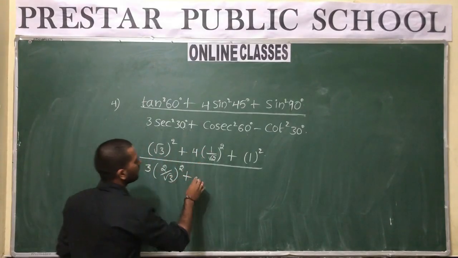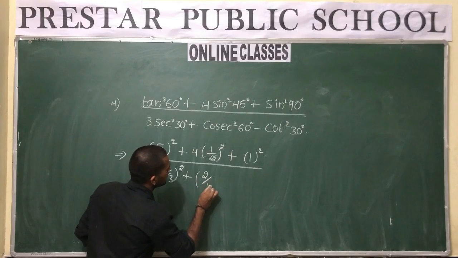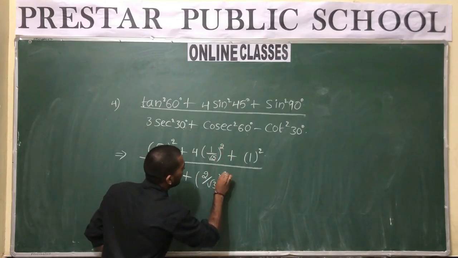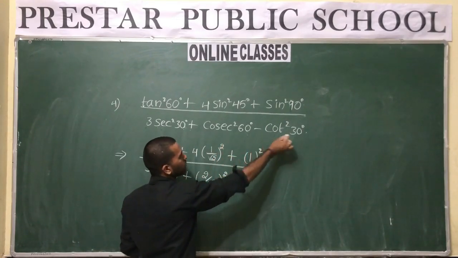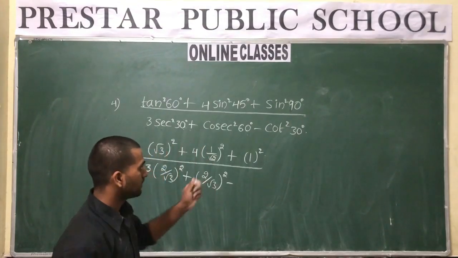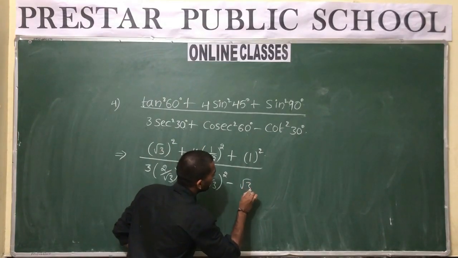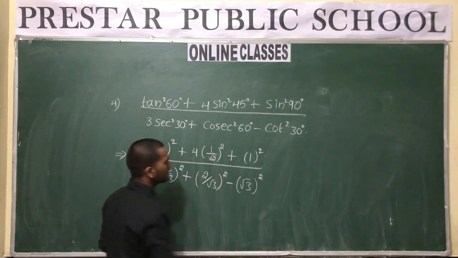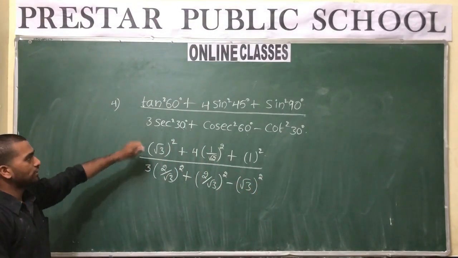Then cosecant 60 value is 2 upon root 3. Simple, whole square is there, minus cot square 30. Tan 30 is 1 upon root 3, then cot 30 is just root 3 upon 1. It means root 3, whole square. Now you substitute all these values.